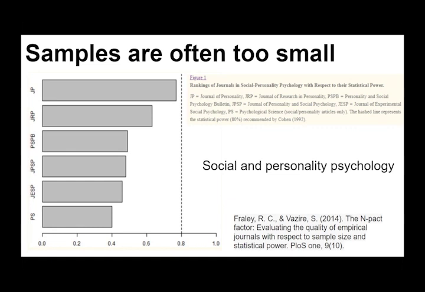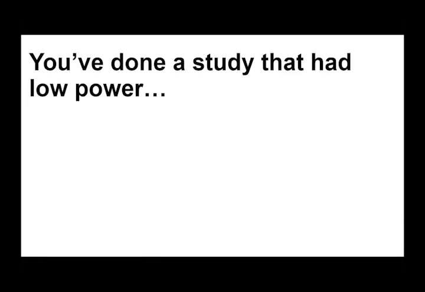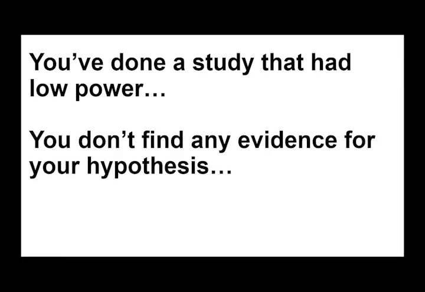So usually we want quite a high power because we want to be sure that we find an effect in our data if one is truly present. So we usually aim for this 80% threshold of power. And most studies in lots of different disciplines tend to fall well below this acceptable level of power. And you can imagine what might happen if we're using small samples. If our studies had low power, that means we've got less chance of actually finding an effect, even when an effect might truly be there. So if we've done a study that had low power, we end up not finding any evidence for our hypothesis because we had low power in the first place.